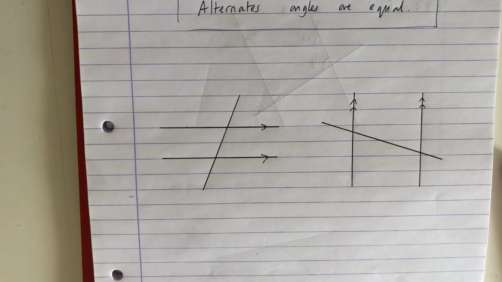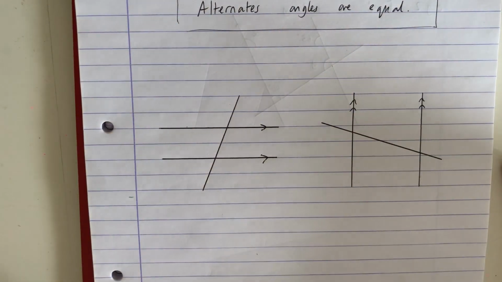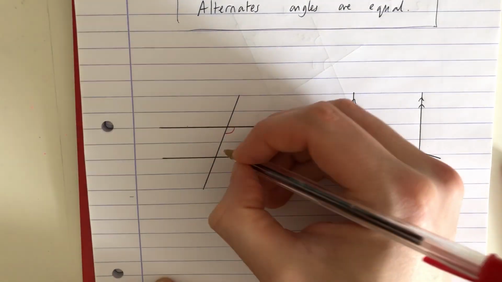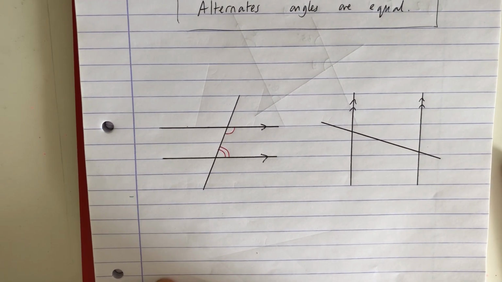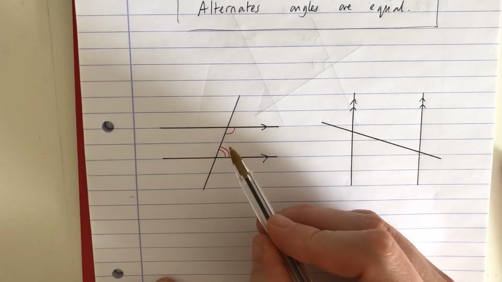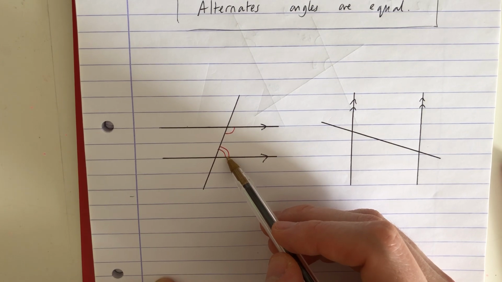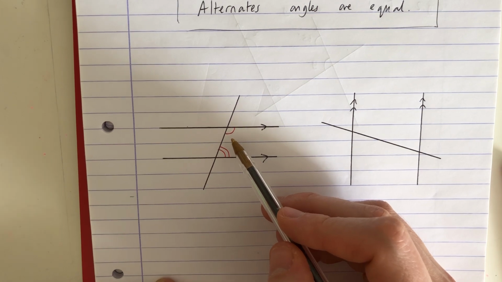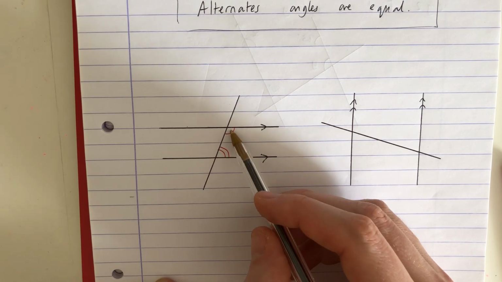Right, similar diagrams again. Two pairs of parallel lines. One line going through it, one line going through it. And now I'll ask you to measure this angle and this angle. Okay. Now you can see from the diagram, that's an acute angle, less than 90 degrees. That's an obtuse angle, bigger than 90. They can't be the same. You can't have an acute angle and an obtuse angle being the same.